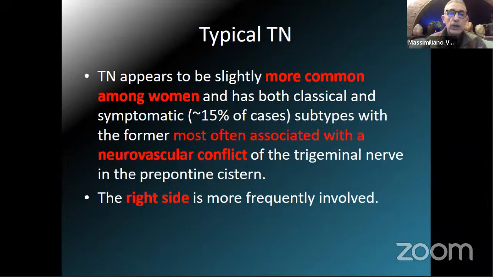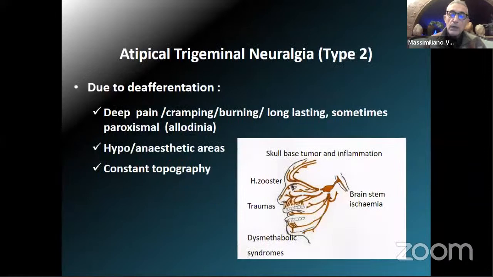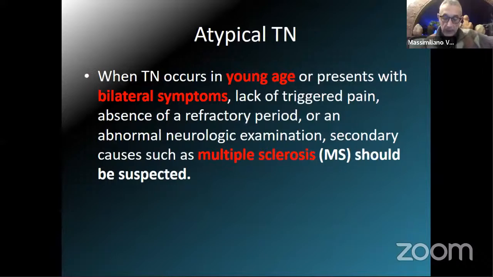On the other hand, atypical trigeminal neuralgia is more likely to be related to infection, trauma, dysmetabolic syndrome, or vascular pathology, and is a cramping, burning, long-lasting allodynic neuralgia with a hypoesthetic area and constant topography. Generally it is bilateral in multiple sclerosis, especially at young age.